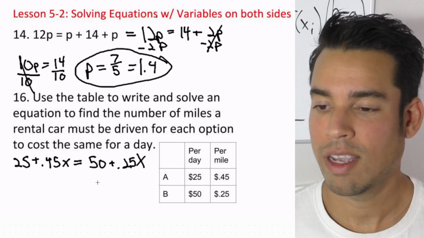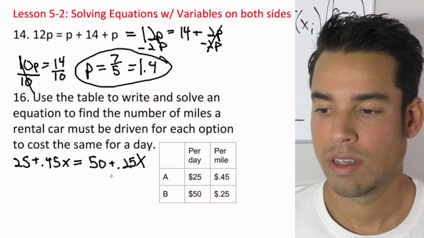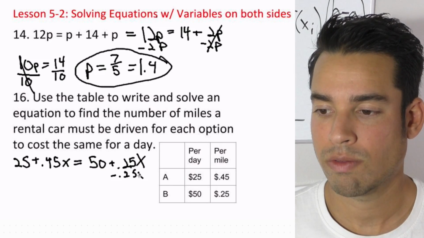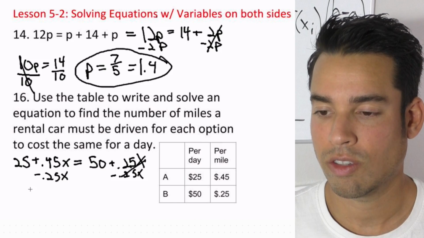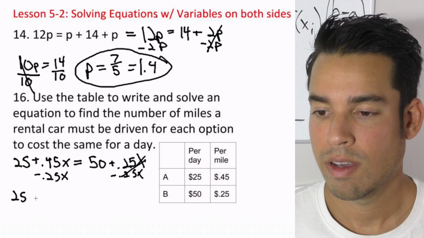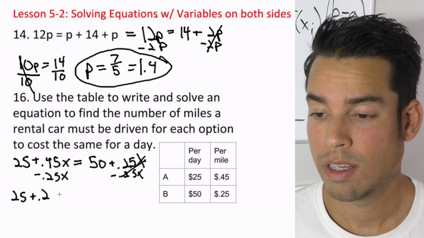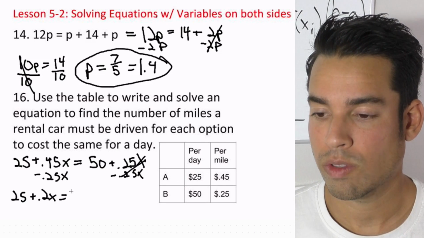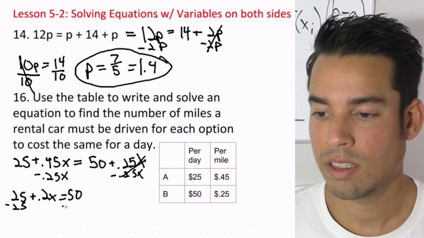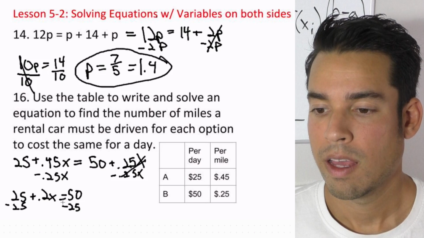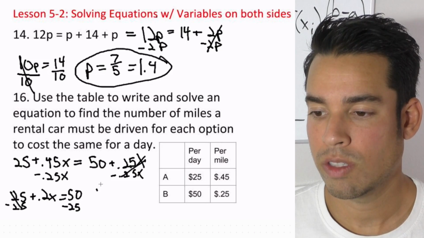So which side do you want to bring x to? Doesn't matter. I'm going to take it left. We're going to subtract 0.25x from both sides, minus 0.25x. Now you see how I put the x's right below each other to make things easier? Because I know these are the like terms. Now we've got 25 plus 0.2x. We don't even need the 0 because it's 0.20. So 0.2x equals 50. Getting there. Subtract 25 from both sides. Subtract 25. And now this guy goes away. We've got 0.2x equals 25.